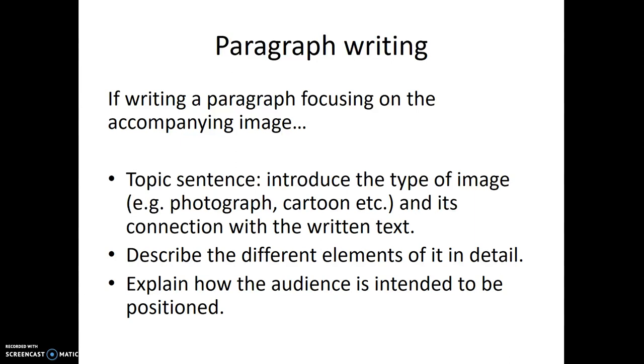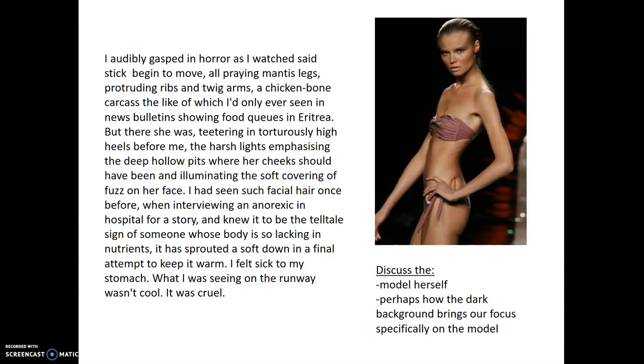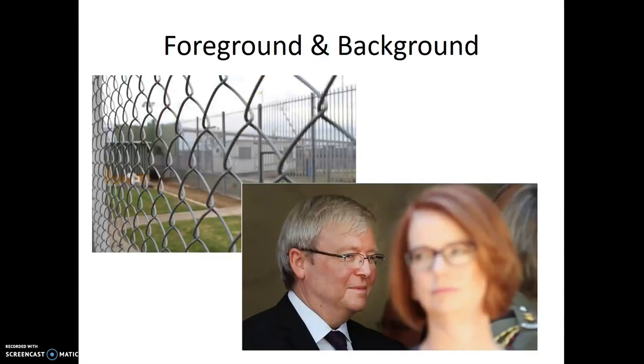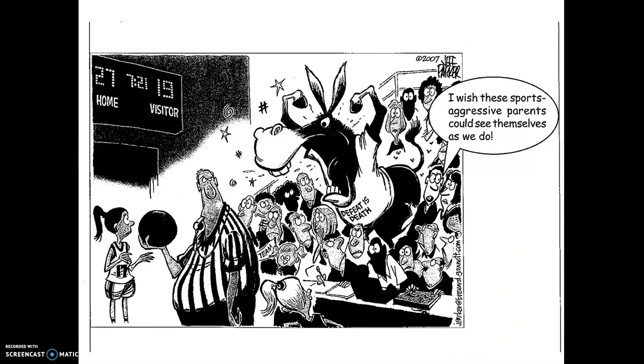Now you need to describe the different elements of it in detail. So again, if we look back at this, you might talk about the model herself, how she's positioned in the middle of the photograph, and you might also talk about how the dark background brings our focus specifically on the model. However, if you're looking at something like this, right, you have a whole lot of different elements that you could talk about.